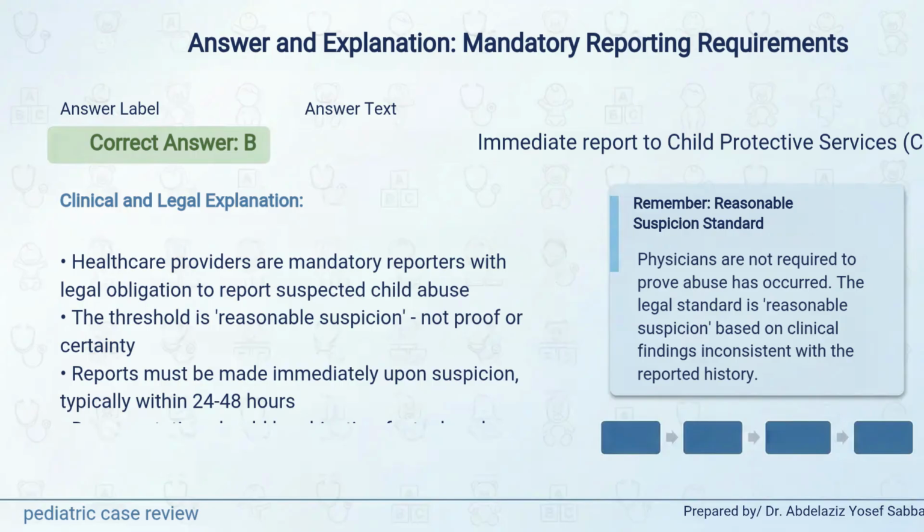Second, the threshold is reasonable suspicion, not proof or certainty. The physician does not need to confirm that abuse occurred before making a report. Third, reports must be made immediately upon suspicion, typically within 24 to 48 hours, depending on local jurisdiction. Fourth, all documentation must be objective, factual, and include every relevant clinical finding. Physicians are legally protected from liability when reporting in good faith based on clinical findings. Failure to report is itself a legal violation in most jurisdictions worldwide.